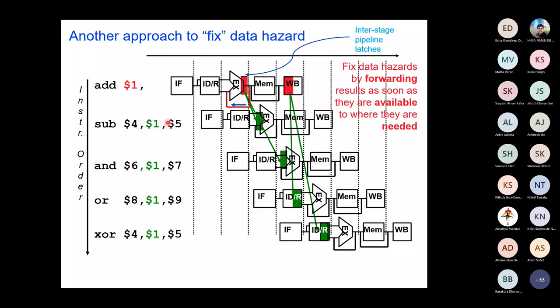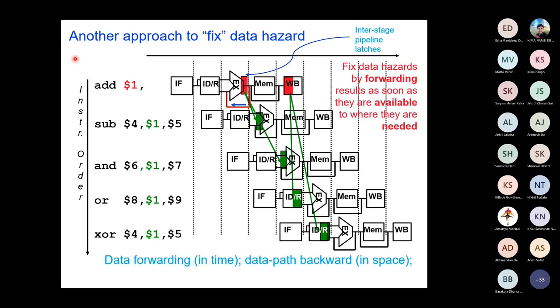And the other source register is already read here. So this execute can proceed. So without inserting any stall, just by inserting an extra backward data path here, we can resolve this problem. And this is called data forwarding. There is one interesting thing. We are forwarding data in time, because as you can see the data is available here and you are forwarding in time.